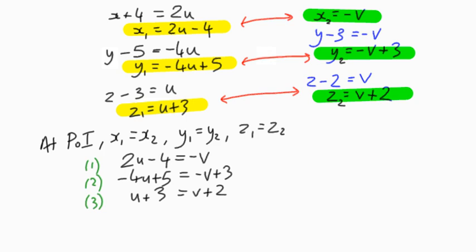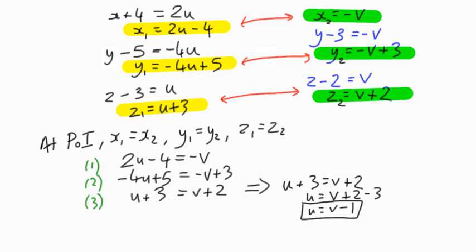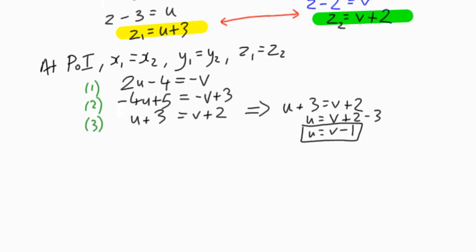I'm going to pick, which one shall I pick? It's always good to try and pick one where you can easily rearrange it. Like for instance 3 here is quite easy to rearrange in terms of one letter in terms of the other. So if u plus 3 is equal to v plus 2, then u is equal to v plus 2 minus 3, so u is equal to v minus 1. And that's a good one to substitute into number 1. So we're going to use equation 3 and equation 1.